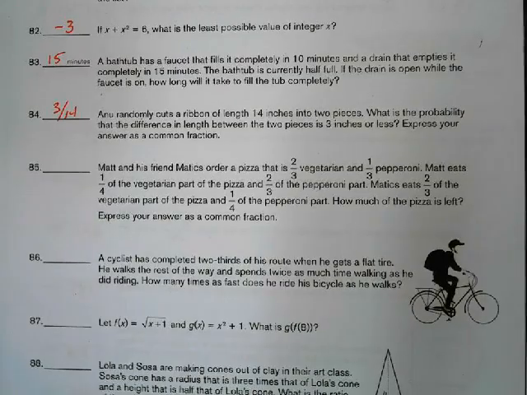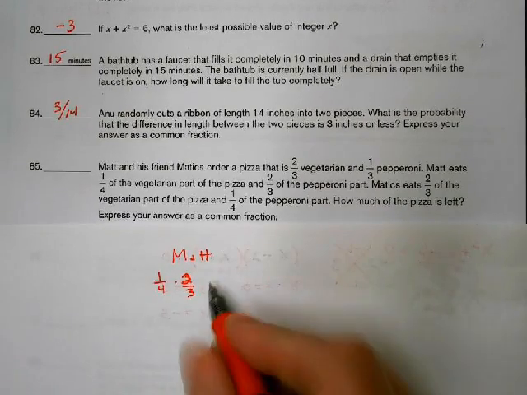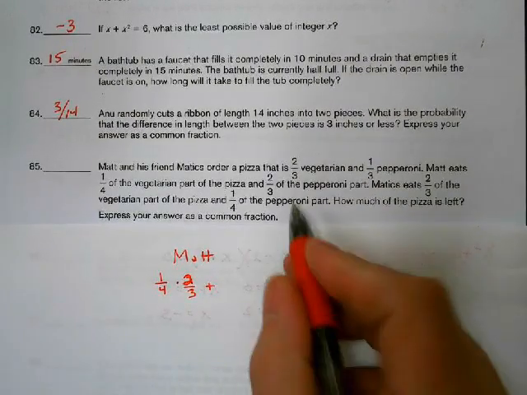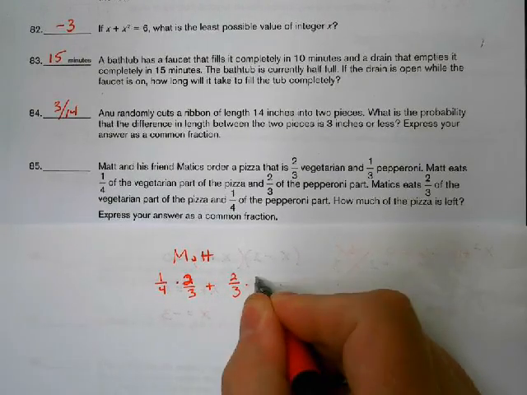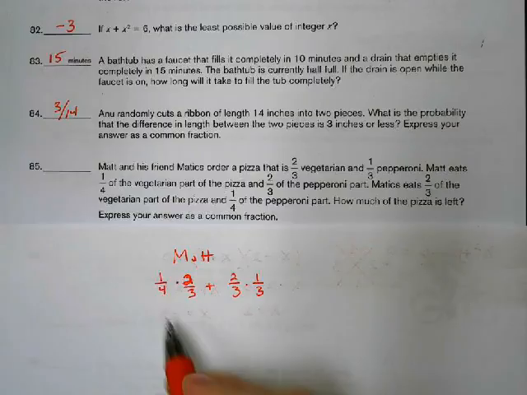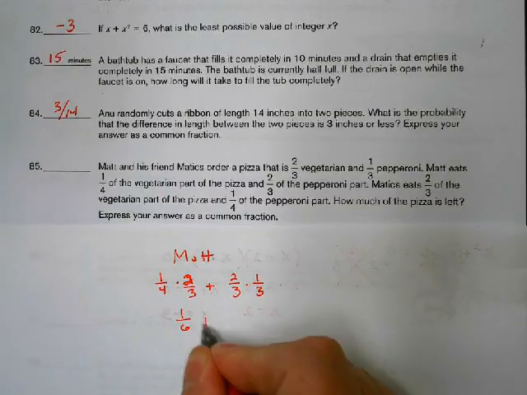Anyways, all right, so there's Matt. He eats 1/4 of 2/3, and he also eats 2/3 of 1/3, the pepperoni. So right here, we've got that he is eating 2/12, which is 1/6, and he's also eating 2/9 of the pizza.